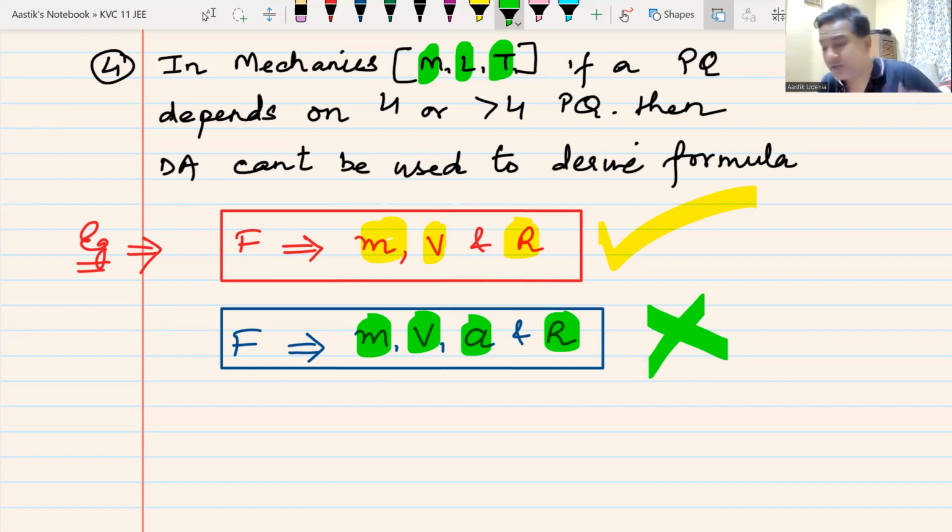To solve for more quantities, we will need the other fundamental quantities. We have got seven fundamental quantities. We will need dependence on other quantities as well. That was the question that came in JEE of this year.